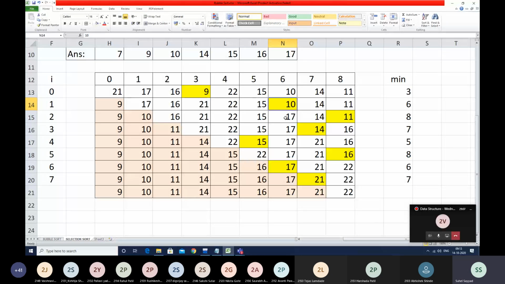So how do we find this min? In the first iteration, what do we do? We assume initially that 21 is the smallest. So initially I'll assume that min is 0.